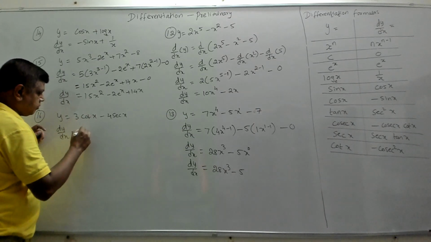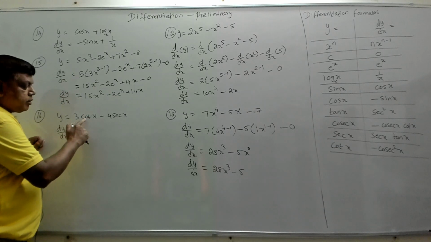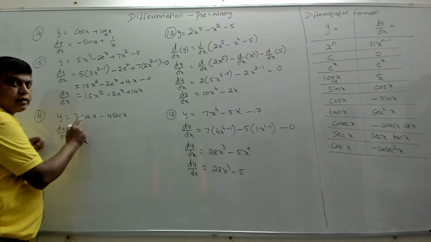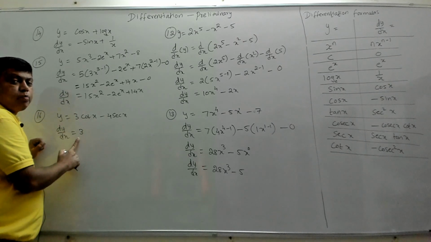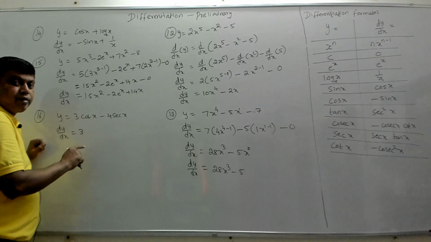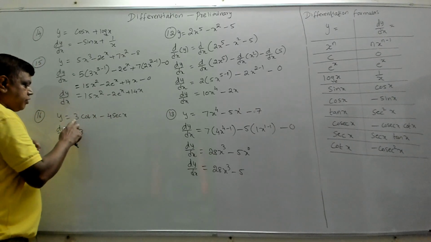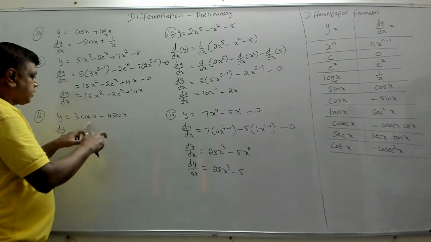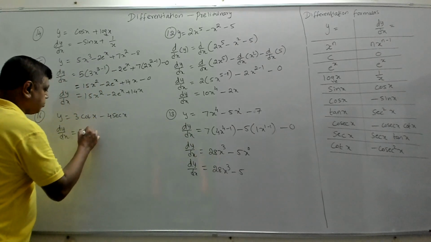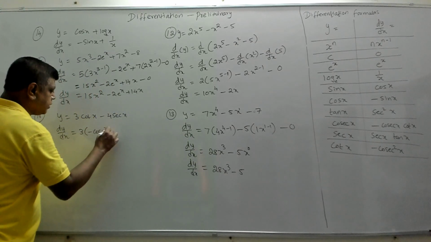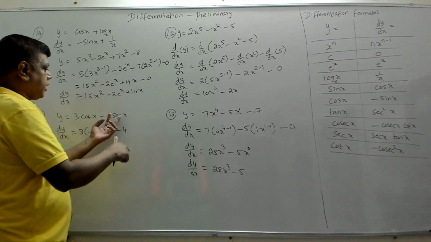Then 3, because 3 is coming with multiplication with another function, 3 into cot x. 3 cot x means 3 into cot x. So we have to keep 3 as 3 itself. We should not put differentiation of 3 as 0, because 3 is not coming as standalone. It's not alone. It's along with the function. Then 3 should be 3. Now what is the differentiation of cot x? Cot x is minus cosecant square x. So you will put 3 into minus cosecant square x.